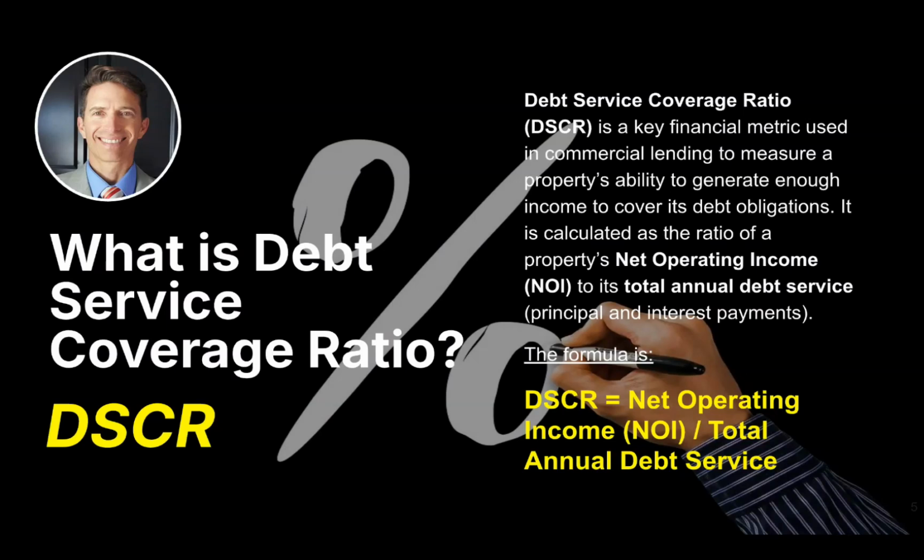It's a fancy word for something very simple, okay? So we're going to see how it's calculated now. It's basically calculated as the ratio of the property's net operating income, or NOI, to its total annual debt service, or principal and interest payments. So the formula is as follows. DSCR, which again is debt service coverage ratio, equals net operating income, or NOI, divided by total annual debt service.